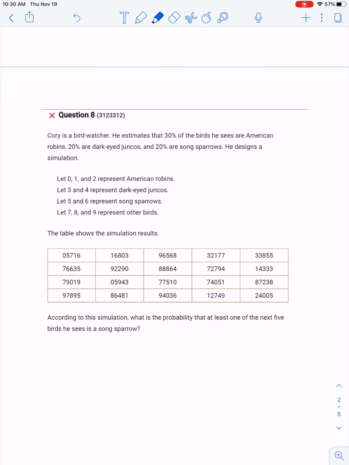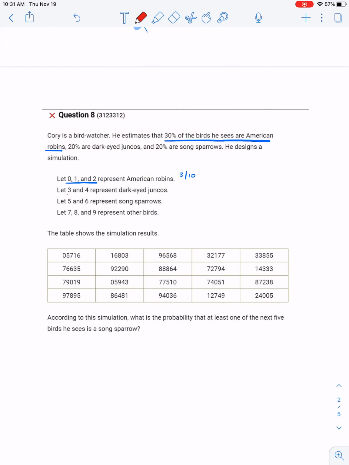He estimates that 30% of the birds he sees are American robins, 20% are dark-eyed juncos, and 20% are song sparrows. He designs a simulation, okay? And so again, kind of similar, he's saying based on all of the digits, 0, 1, and 2 represent American robins, that's 3 out of our 10 digits. 3 out of 10 digits represent American robins. That's 30%, which is what he originally said, okay?